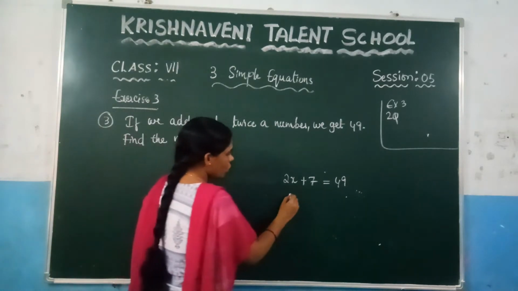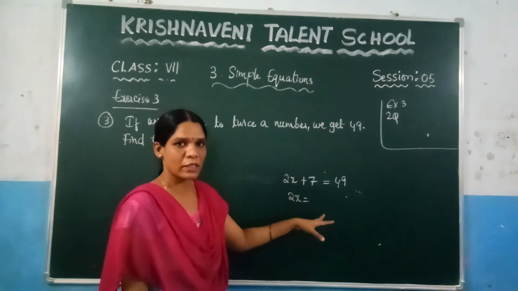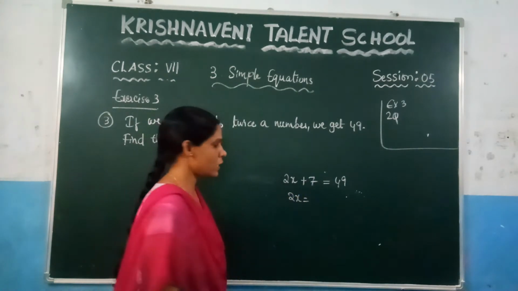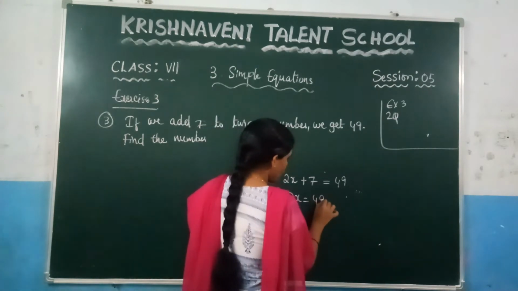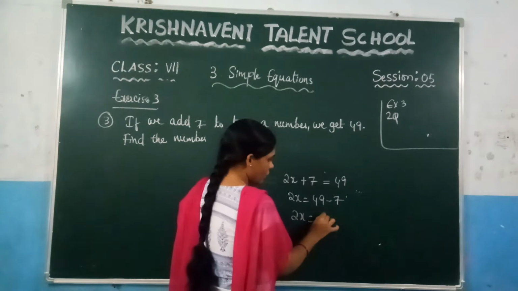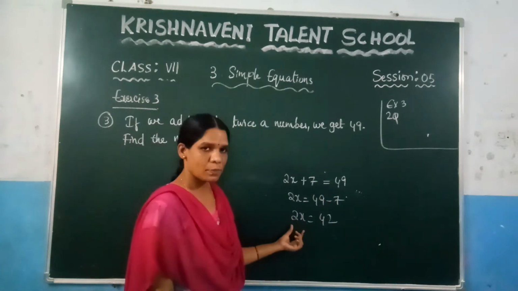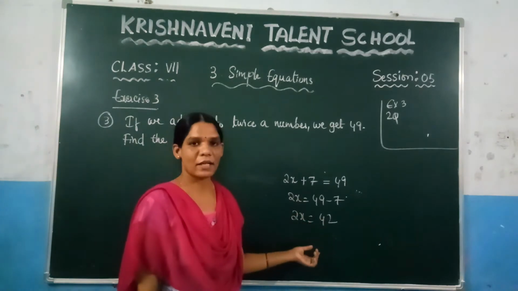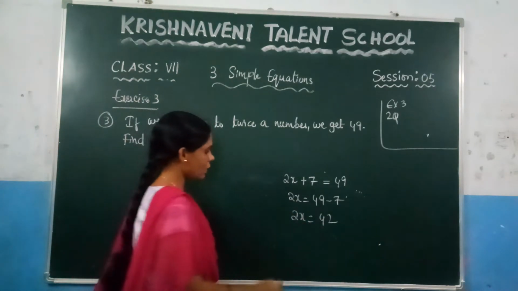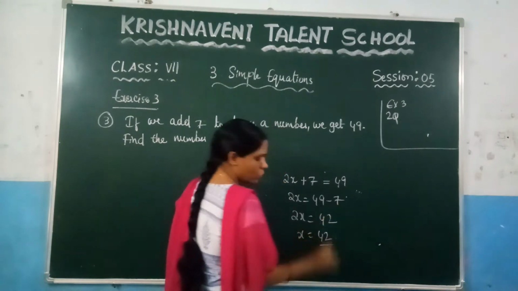So here 2x is equal to, if you take plus 7 to that side, what will it become? You know that plus will become minus. So you will get here 49 minus 7. What is the value of 49 minus 7, which is nothing but 42? Since here we are doing multiplication, if you take it to the right hand side, it will become division. So you will get x is equal to 42 by 2.